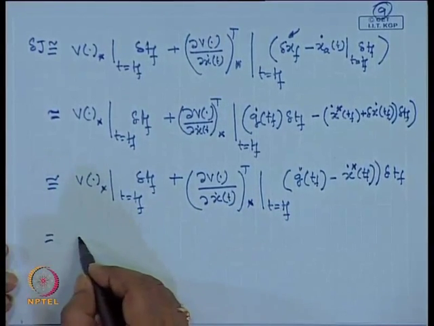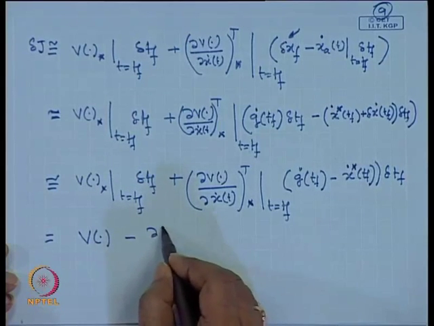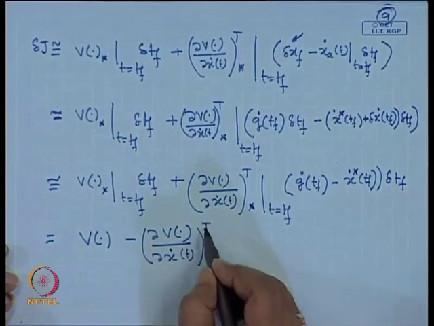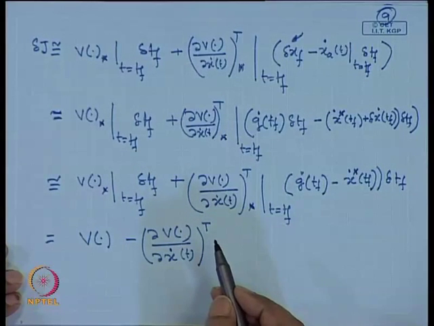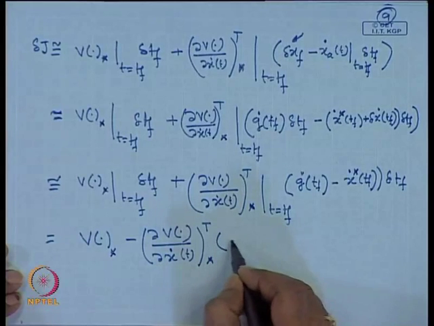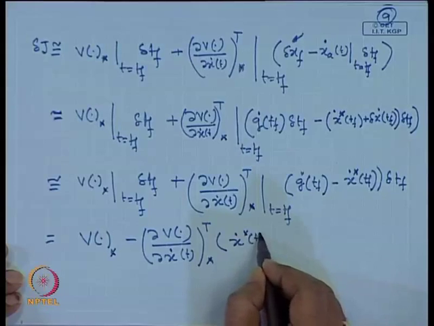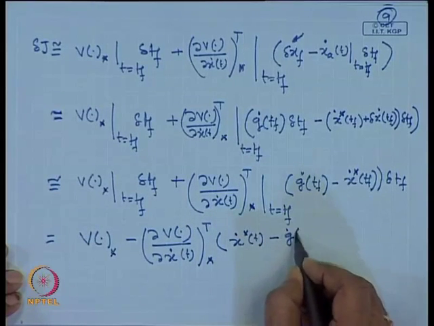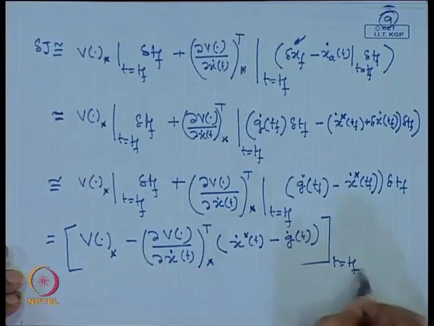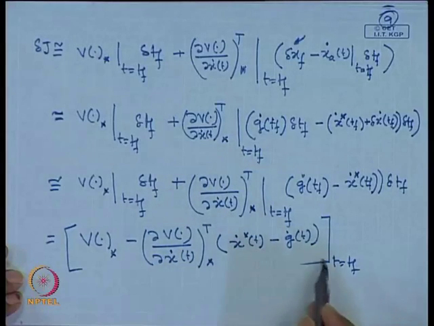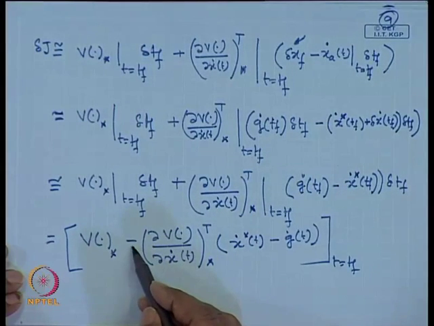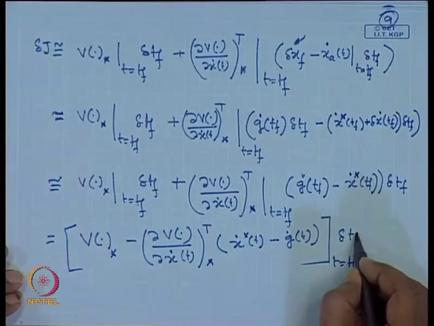So, this I can further simplify: V dot is equal to del V dot del x dot of t whole transpose, star, multiplied by x dot star of t minus g dot t, the whole bracket, because at t equal to t f. Mind, this value you calculate at t equal to t f. I just changed this, bringing this first, so a minus sign has come here, into delta t f equal to 0.